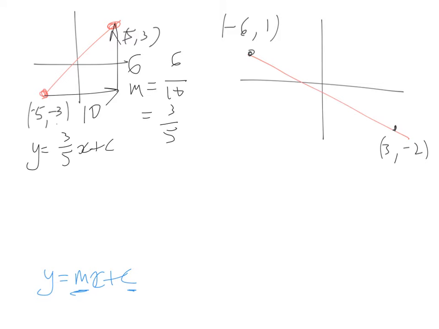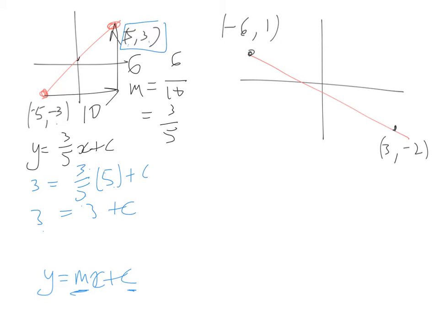Now to find c, we don't know what it is, so we're going to substitute one of those values. I'm going to choose this one, as I like working with positive values. So when x equals 5, y equals 3. Instead of y, we're writing 3 equals 3 over 5, and instead of x, we're writing 5, plus c. So we'll end up with 3 equals 3 over 5 times 5, which is 3, plus c.